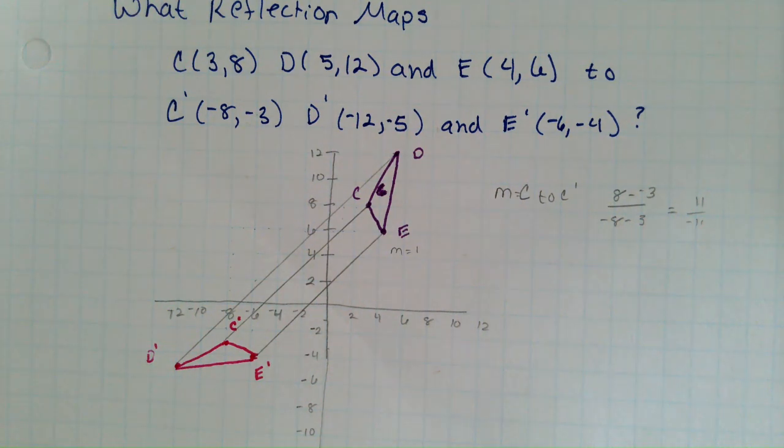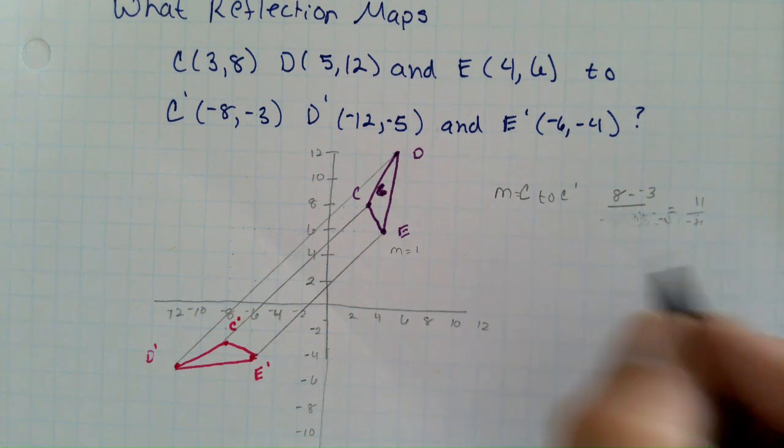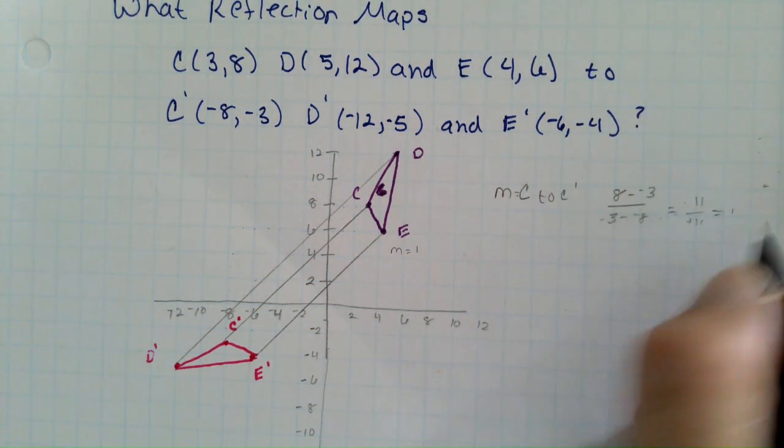Oops, I did that backwards on the bottom. I mixed them up in my head. I wondered why I got the wrong answer. 3 minus negative 8. Yes, that's a slope of 11 over 11, or 1.